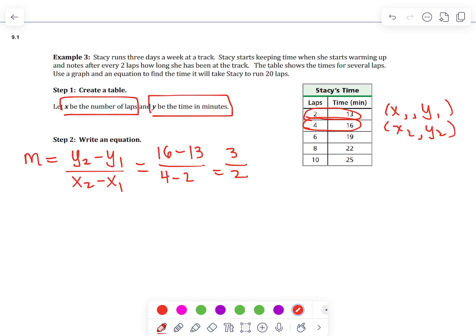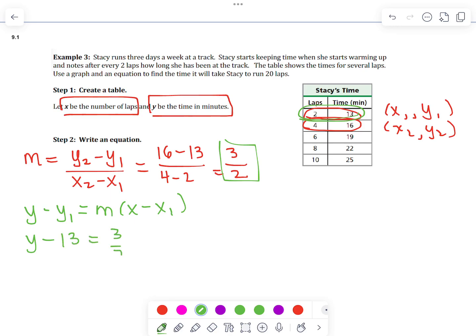Then we're going to substitute that into the point-slope formula: y minus y sub 1 equals m times the quantity x minus x sub 1. Now you can choose. You can choose the first ordered pair, which is what I'm going to do, and then our slope. So we substitute the point and the slope in for x sub 1, y sub 1, and m.